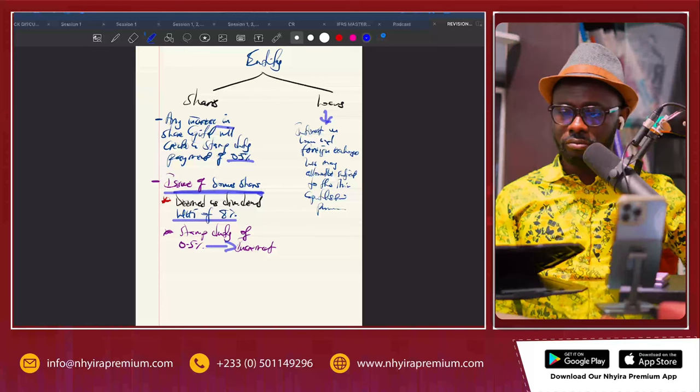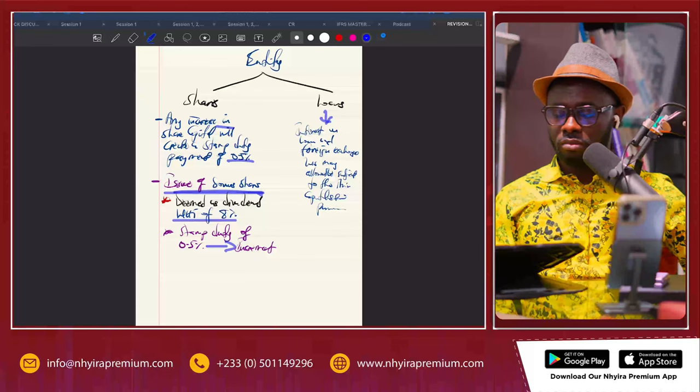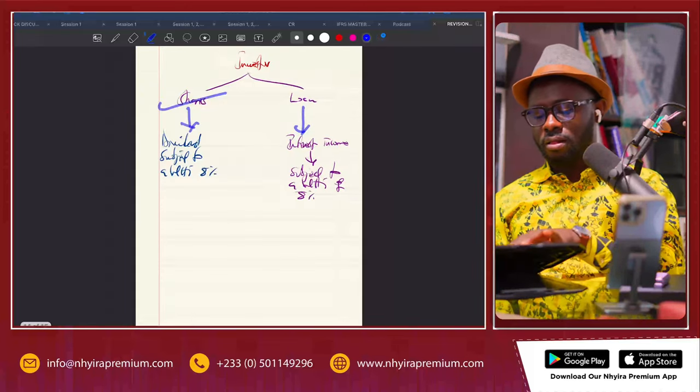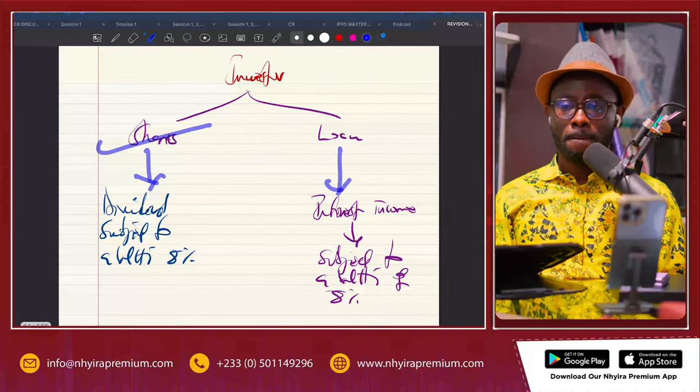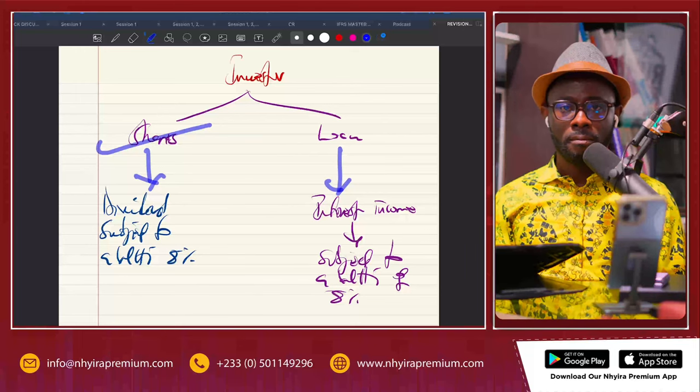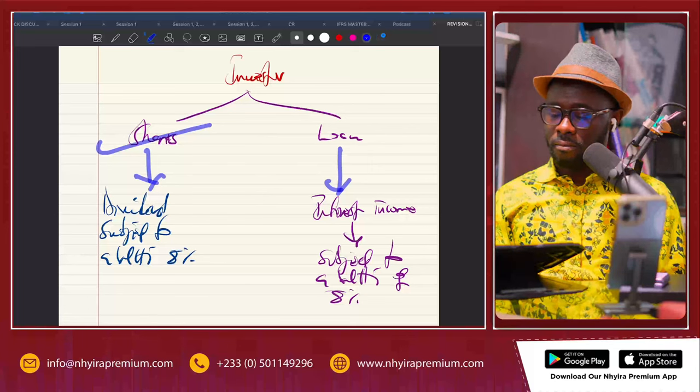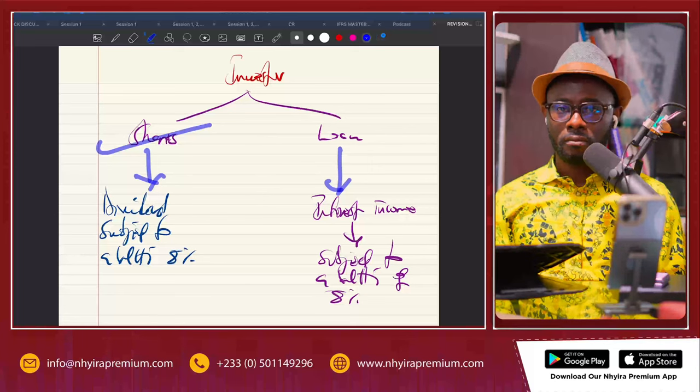Yes, Salim. Yeah, sir, thank you. So please, from the investor's perspective, we are charging withholding tax of 8% on both sides. But I would want to know, if you can please go ahead to discuss certain factors that will make the investor choose a reasonable choice, either the shares or the loan.